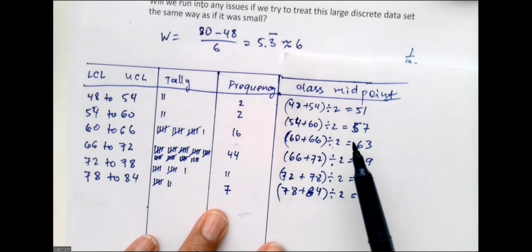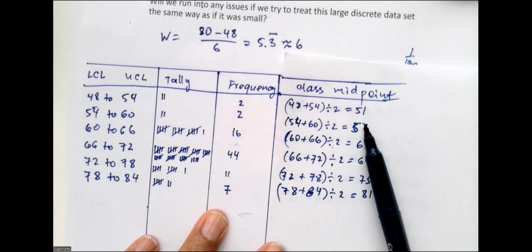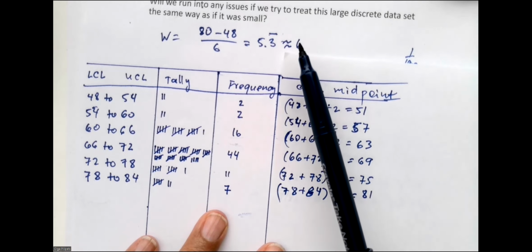Another thing that I want to point out here is that notice that the distance between 51 and 57 is 6. 57 to 63 is 6 again. 63 to 69 is 6, and it's not a coincidence. That's our class width.